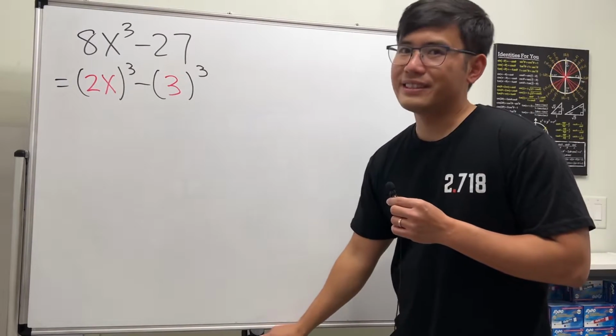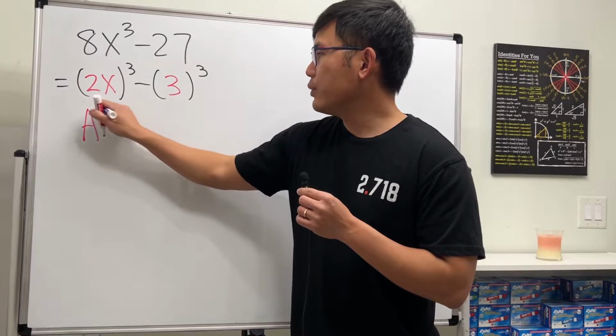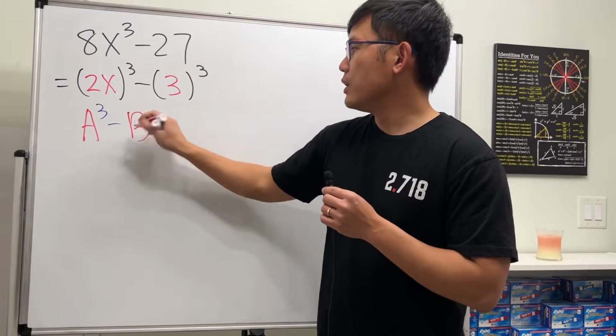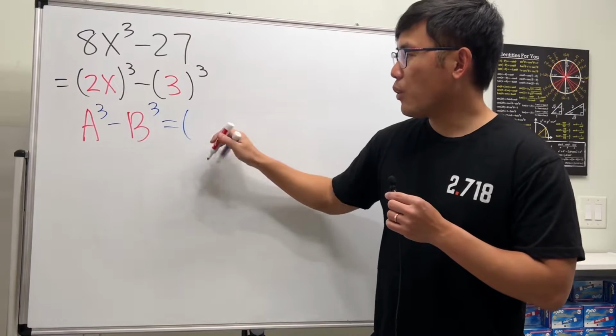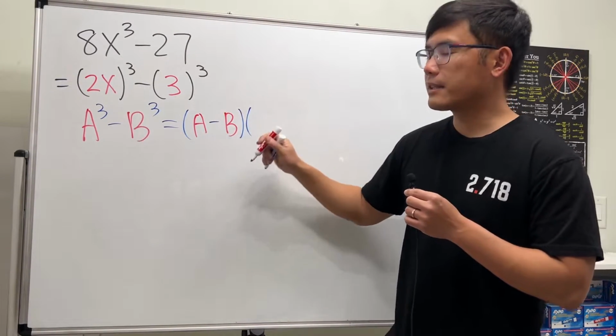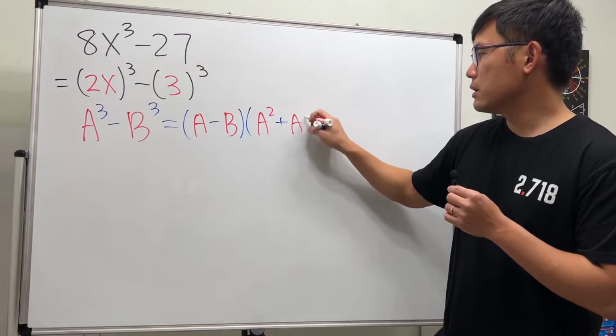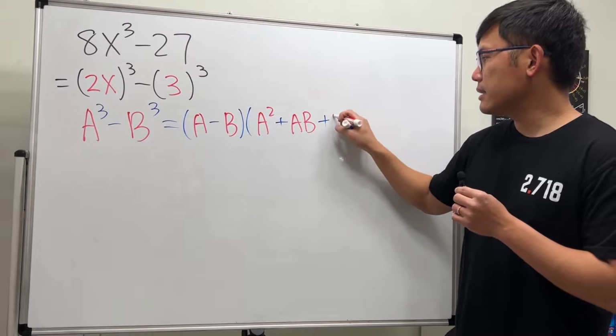And in order to factor this, we have to use the formula. Let me remind you guys, when we have a to the third power minus b to the third power, this equals: the first factor is a minus b, times the second factor, which is a squared plus ab, and then we add b squared.